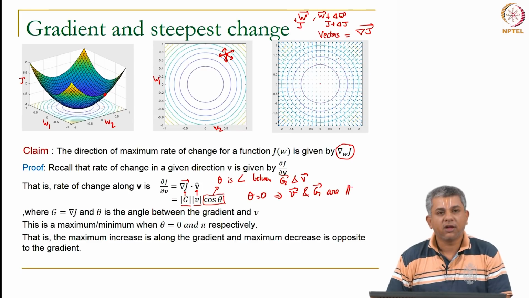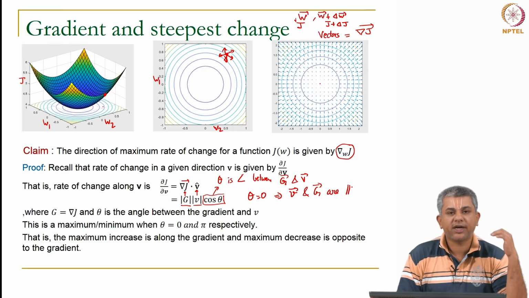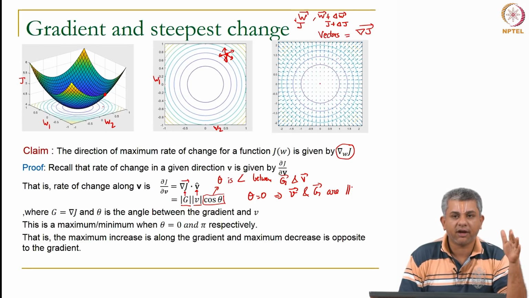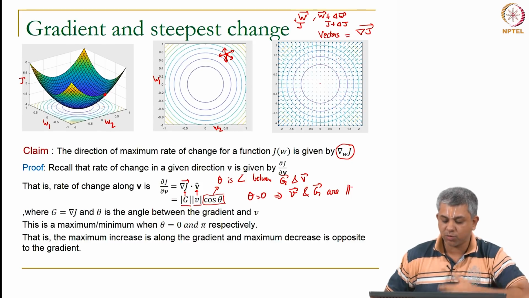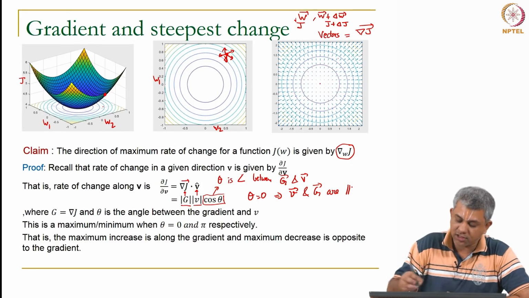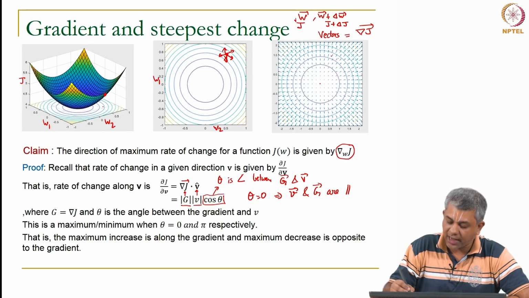In other words, when you choose a direction that is along the gradient, you will increase most rapidly, and when you choose a direction which is directly opposite to the gradient, which is exactly 180 degrees away from the gradient, you are going to decrease most rapidly. You can see this in this figure also. You see the gradient is actually, this is another property, we are not discussing it, normal to the contours.